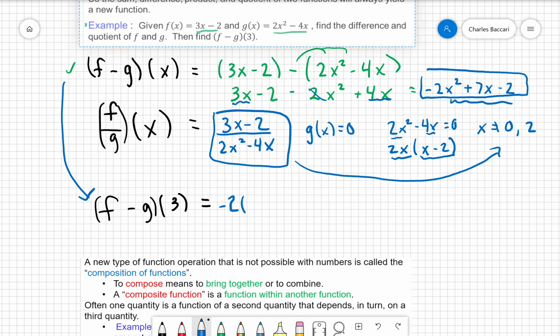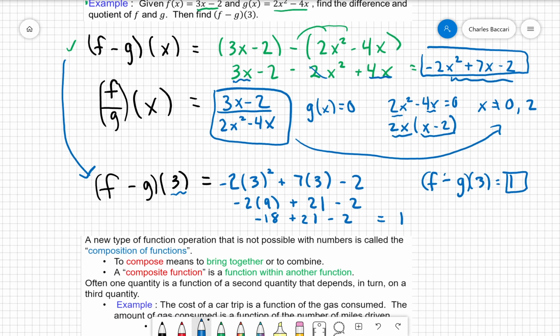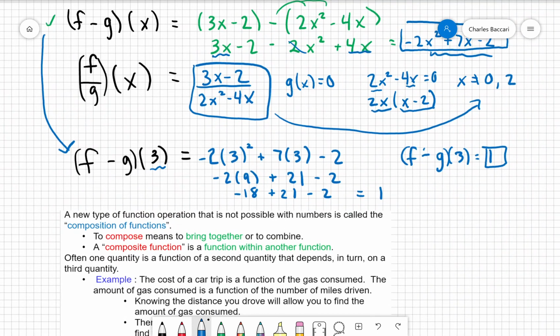We have negative 2, and then we were going to plug in 3 for x, plus 7 times 3 minus 2, which is equal to negative 2 times 9 plus 21 minus 2, which is negative 18 plus 21 minus 2, which is simply just 1. Okay, and so f minus g of 3 is equal to 1. Okay, now that's combining them. Obviously, combining them, all you're going to do is add like terms and do things like that.